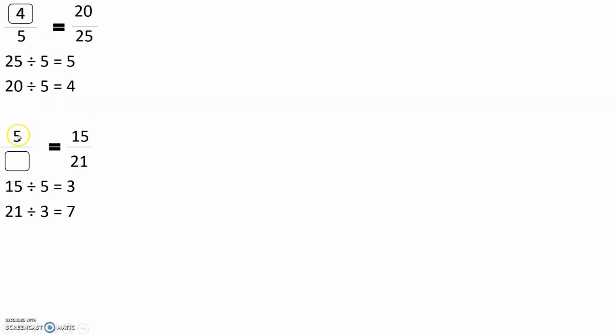Again, one more example. 5 upon dash is equal to 15 upon 21. So again, we are going to divide this bigger number by this smaller number. So 15 divided by 5 gives you 3. Now we are finding this smaller number. So we'll divide this 21 by 3. We'll get the answer as 7. So this 7 comes here.